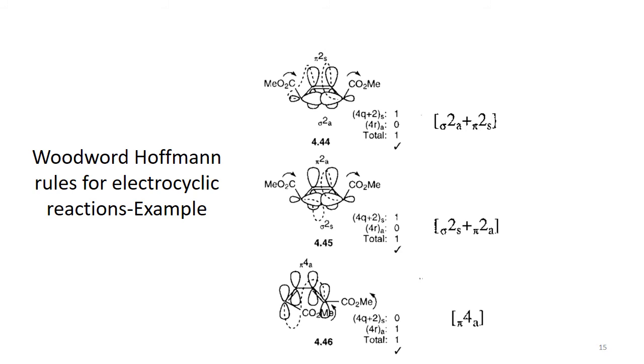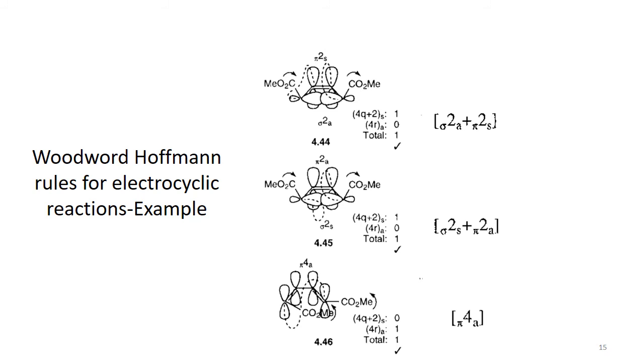And the other thing is that the pi system interacts in an antarafacial and the suprafacial way, followed by the sigma bond. So in these two cases, because we are talking about the pi electronic system when we say 4q plus 2 or 4r system, we say that this 4q plus 2 system has one pi electron pair. So the total number of pairs is 1 for this sigma 2a plus pi 2s system. So this is odd and it is allowed.